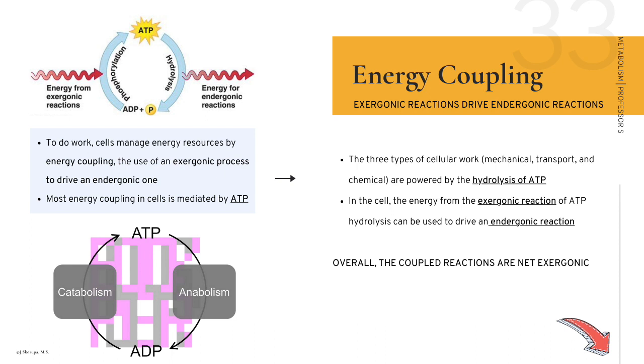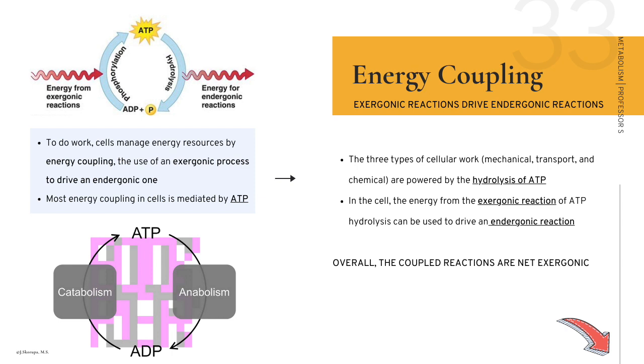To do work, cells manage their energy resources by energy coupling, which is where they use an exergonic process to drive an endergonic process. And you already know the major energy molecule in the cell is ATP. Most energy coupling in cells is mediated by ATP. These three types of cellular work, which were mechanical, transport, and chemical, are powered by the hydrolysis of ATP. Remember, hydrolysis is using water to break the bond.